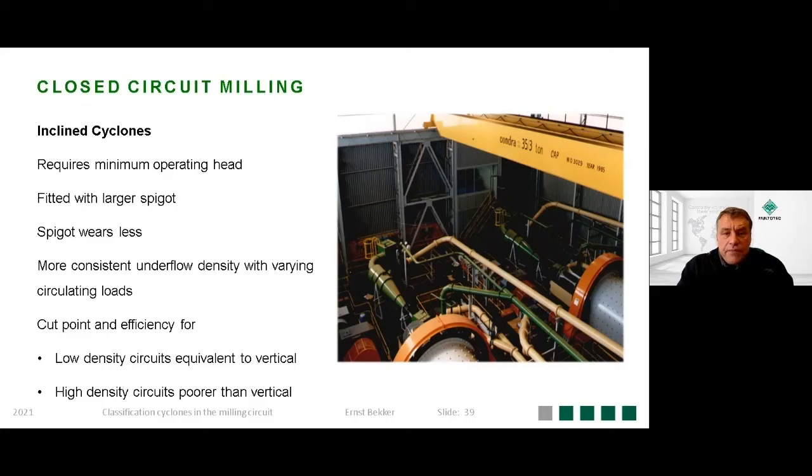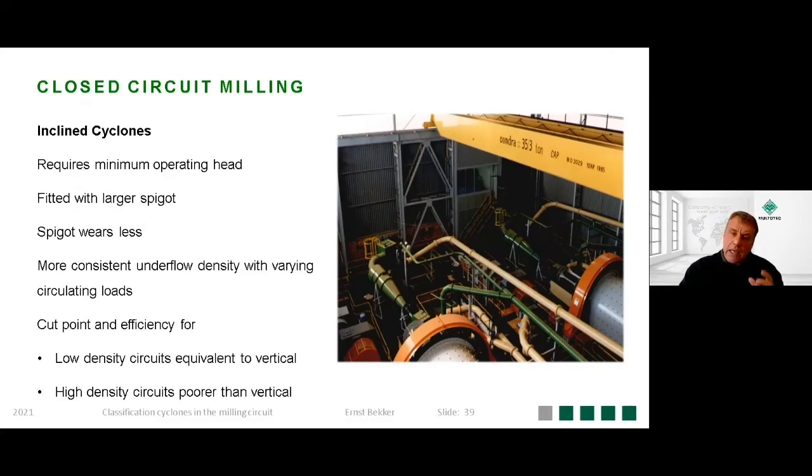The other option, inclined cyclones. So that is cyclones that are lying on their side, 15 or 20 degrees to the horizontal. Because the cyclone is lying on its side, the hydrostatic head is much lower and you can afford to open up the spigot diameter. That assists with handling fluctuating circulating loads. So it's advantageous in certain applications.